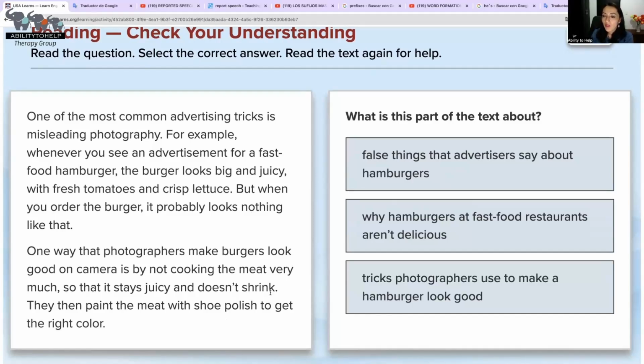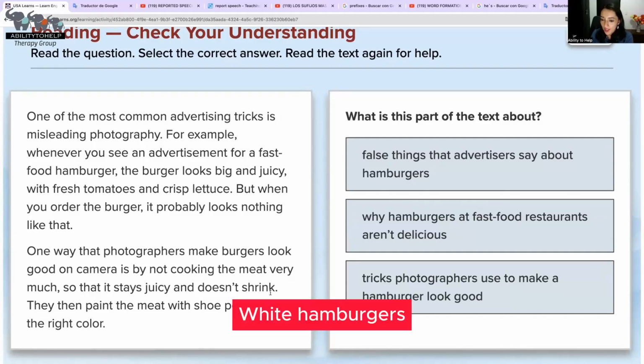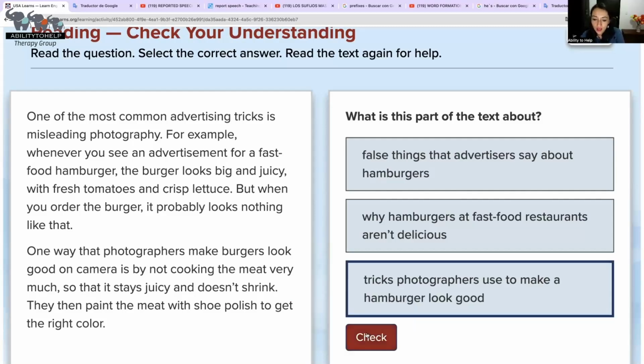What is the part of the text about? Why hamburgers at fast food restaurants aren't delicious. Tricks photographers use to make a hamburger look good. I think it's the last one.